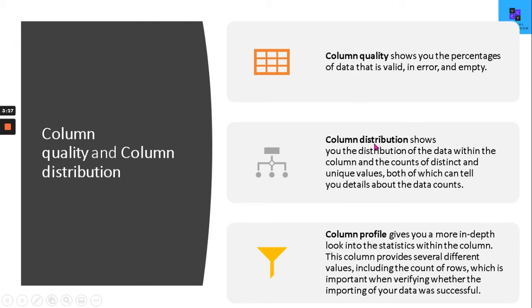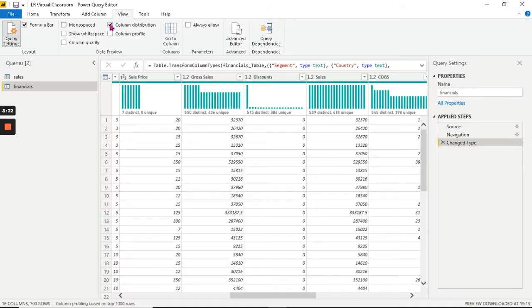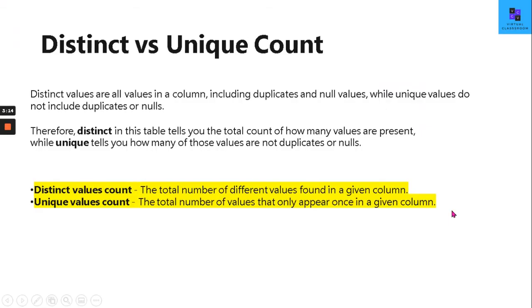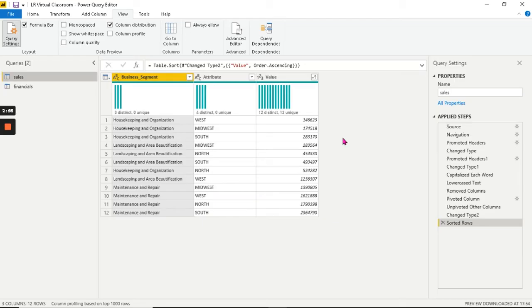What does column distribution talk about? It's going to give you more details about the distinct and the unique values. The moment I click the column distribution, for each and every column I have the distinct and the unique values. What do you mean by distinct and unique? Distinct values are the total number of values found in a given column, including the duplicates and null values. Unique values are the ones that appear once only in the given column. If it appears more than once, then it is not included in your unique value count.